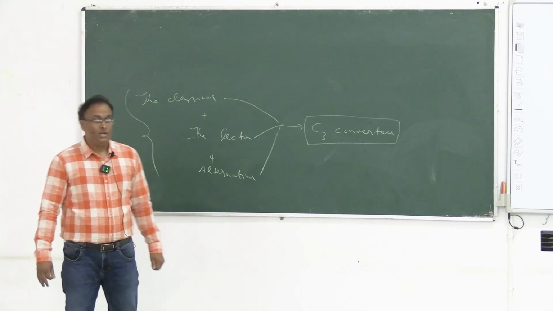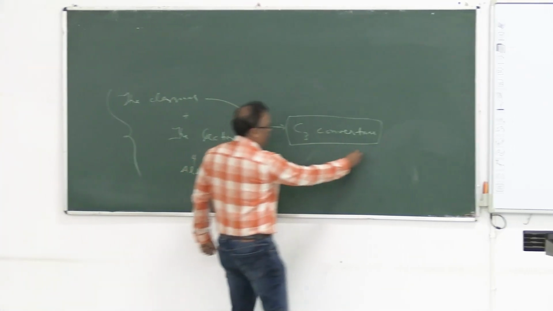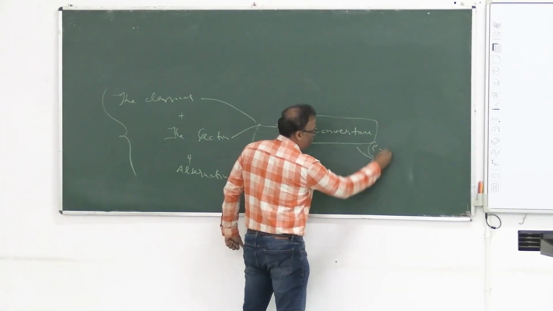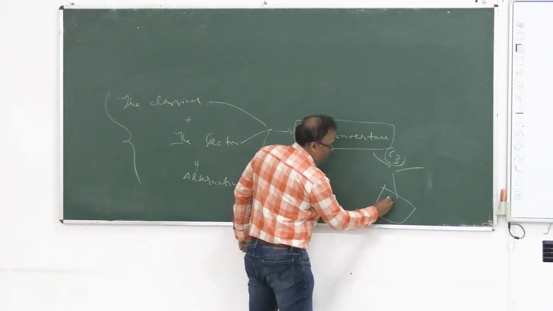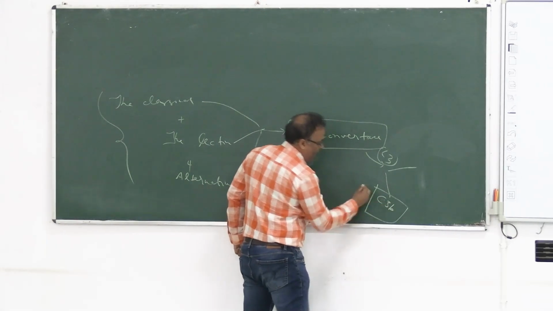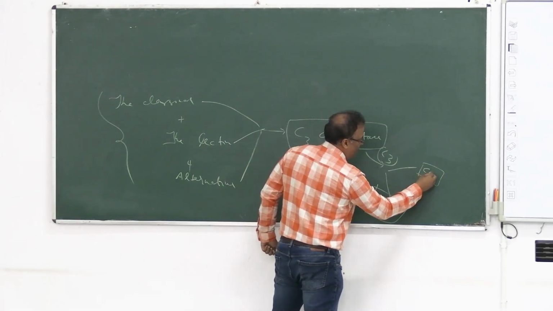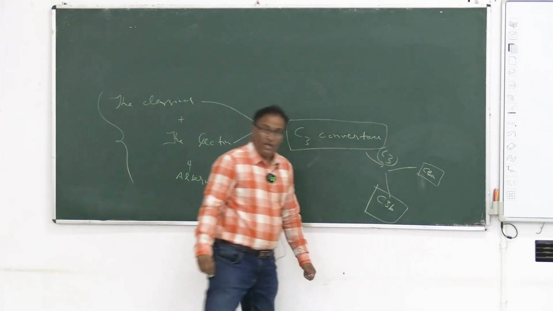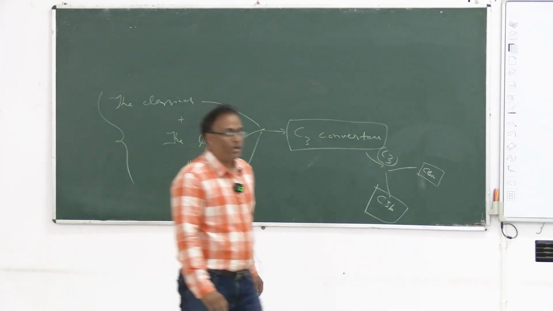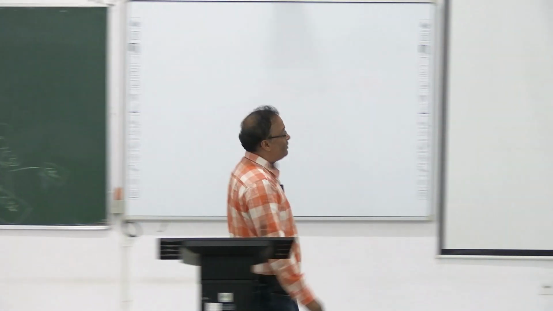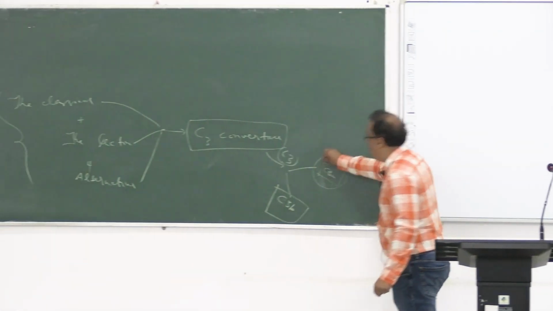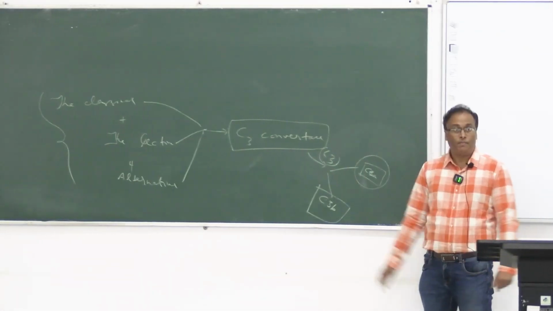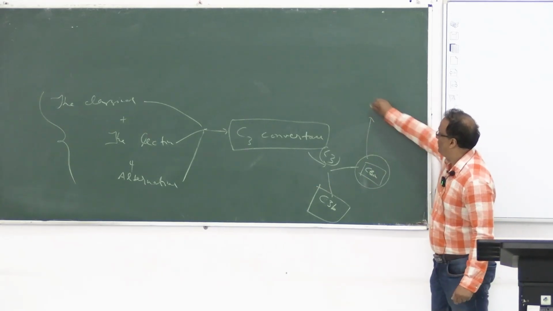C3 convertase means what? It breaks the C3 into two forms. One is larger, that is C3b, and smaller, that is C3a, right? In a complement system, remember that whatever it may be A, all A, 2A, suppose 3A, 5A, there are some roles. কি কি roles? কারণ these are not directly involved into the complement system.